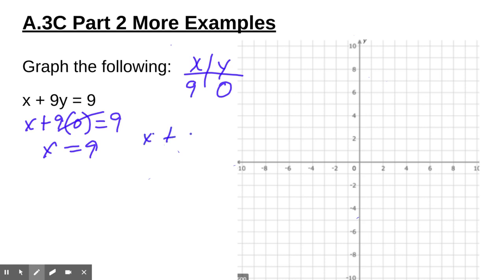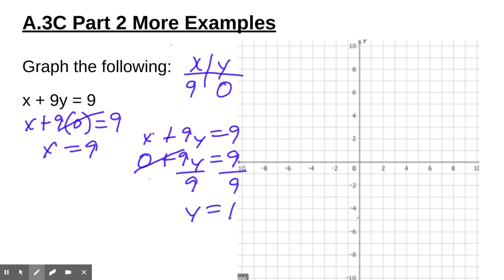So x plus 9y equals 9. X is 0 plus 9y equals 9. That's gone. So divide both sides by 9, and we're going to have y equals 1. So the y-intercept is 1, x is 0. So we could plot that. 9 and 0 goes here. That's your x-intercept, and 0 and 1 up here. And the line would go right there.